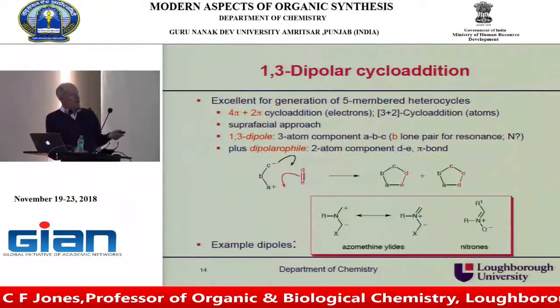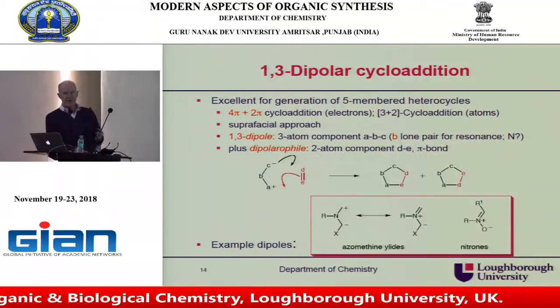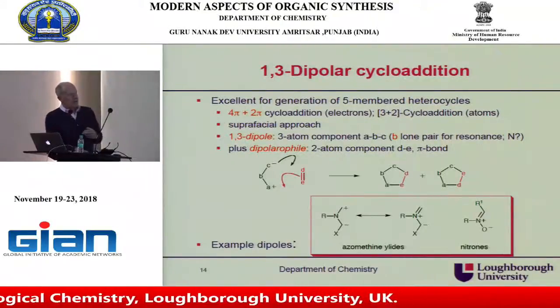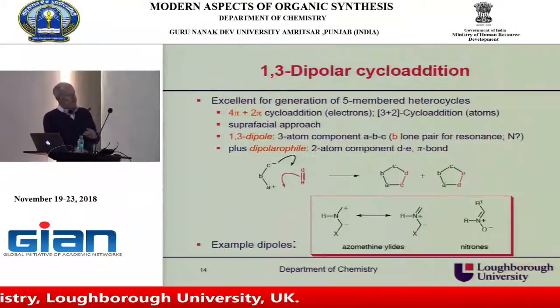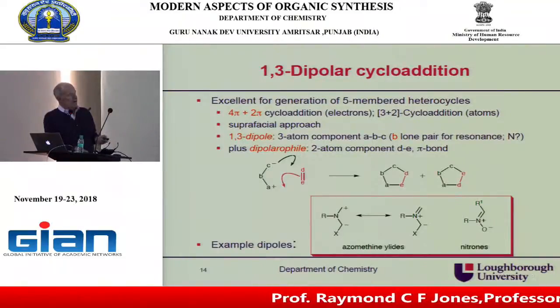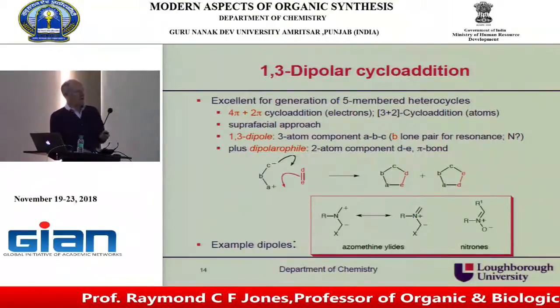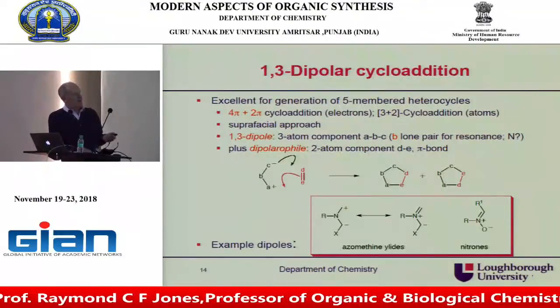Again, geometrically, we have suprafacial approaches, just because that's the only sensible way for the two species to approach each other geometrically. We have a 1,3 dipole instead of the diene. It's a 3-atom component. It does have 4 electrons that are going to be involved in the cycloaddition.